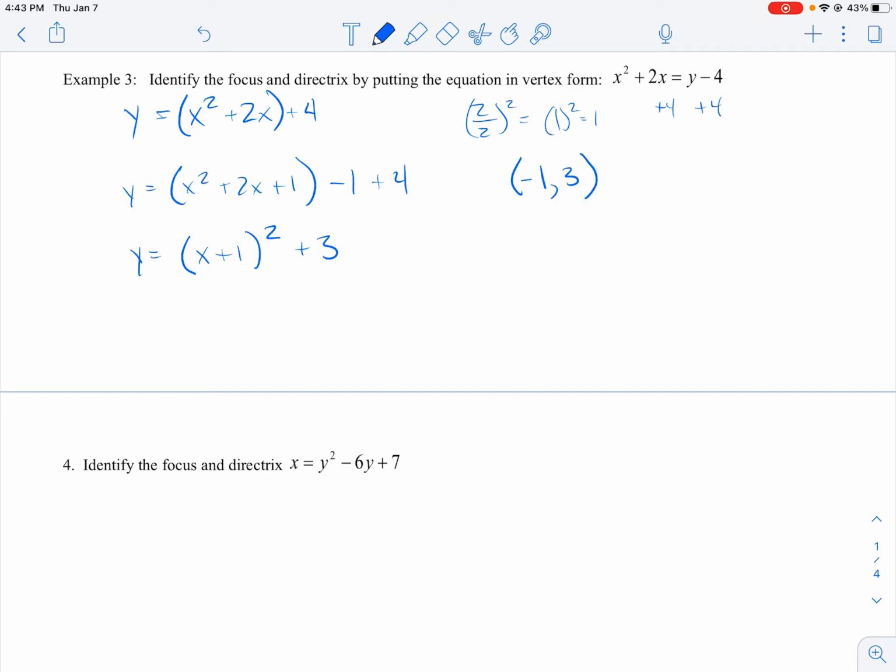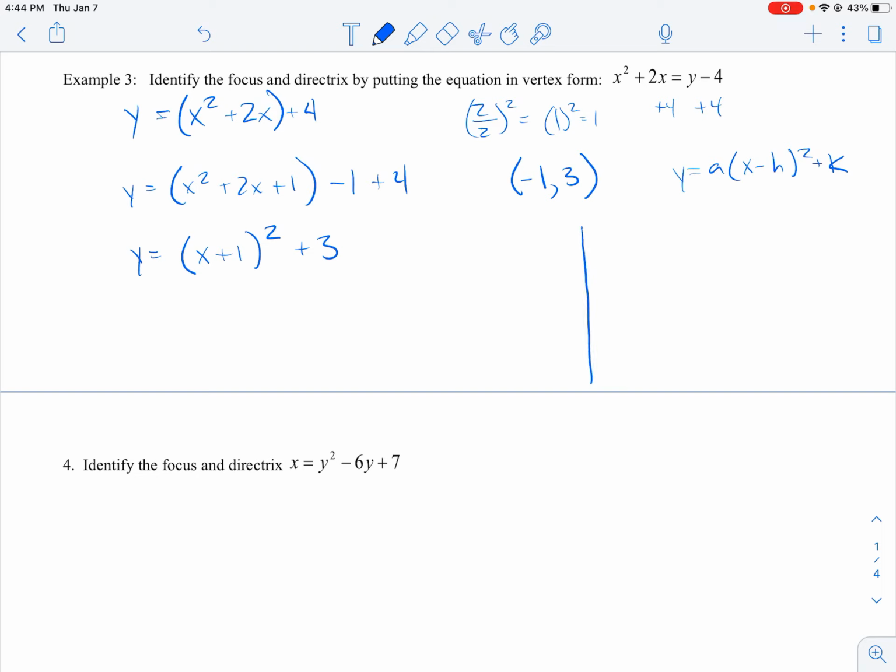Remember, this is y is equal to a times x minus h squared plus k. Remember, they have that negative sign in there. So if you see a plus sign in here, a plus 1, that means our vertex point actually has a negative sign in it, because two negatives in a row equal a positive, and that's why we're getting that. So anyway, going back to this problem here.